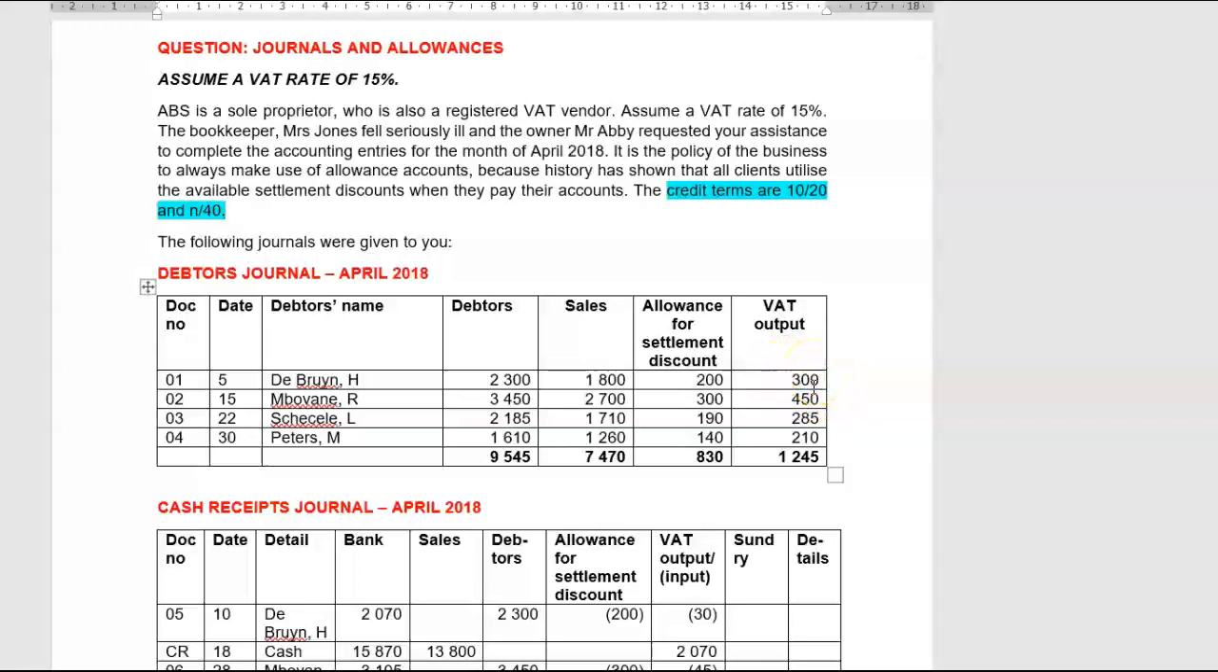The 2,000 Rand is broken down into two legs. 90% will go to sales because there's a 10% settlement discount, and 10% of the VAT exclusive amount will go to the allowance for settlement discount account. So when we cross-cast these figures, it must come back to the invoice value of 2,300. 1,800 plus 200 is 2,000, plus 300 is 2,300. And the same thing applied to the other invoices that were posted.